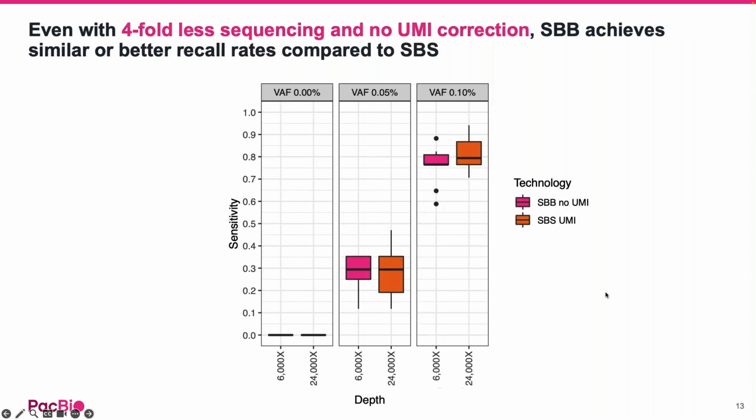So then if we go down even further, here we're looking at 6,000x SBB compared to 24,000x SBS, even with fourfold less sequencing and not using any error correction. So SBB here is without error correction, whereas SBS is with error correction. Even with both of those things, SBB is still achieving similar or better recall rates compared to SBS.